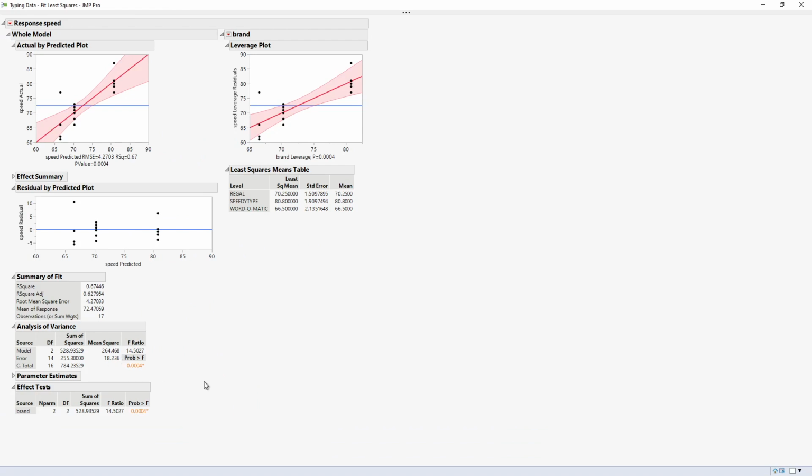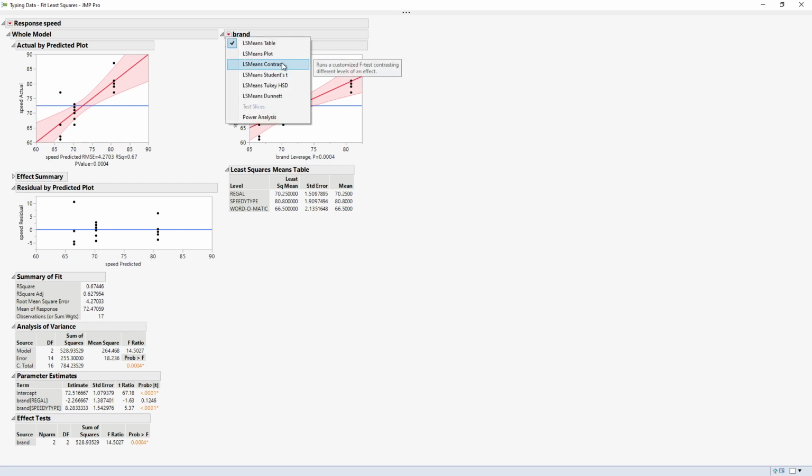Right off the bat, we see that there are some high levels of significance, and we can look at the statistical significance of different levels of the brand. So you can see that the speed type is statistically different, and the word-o-matic, which is the intercept, is also statistically different from 0. However, these are not contrasts. These are comparing individual effects to the average, which is not entirely what we're interested in.